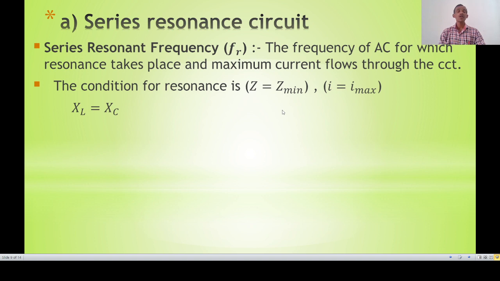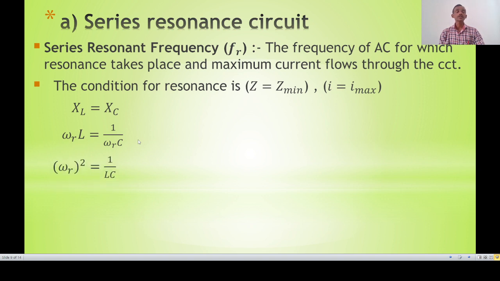in other words, the resultant reactance of the circuit becomes zero. That is, XL minus XC is equal to zero, or the inductive reactance becomes equal to the capacitive reactance. That is, XL is equal to XC. At that time, in the LCR series circuit, the impedance becomes minimum and the maximum current flows through the circuit. Now, if we put the values at the resonance frequency, omega R into L is equal to 1 upon omega R into C.